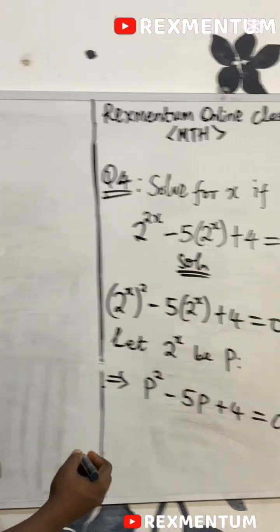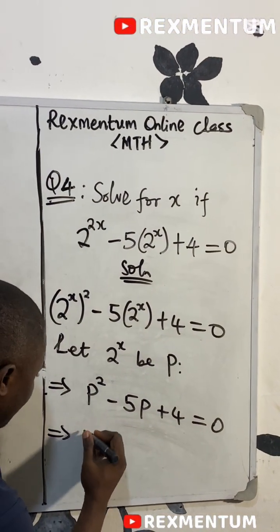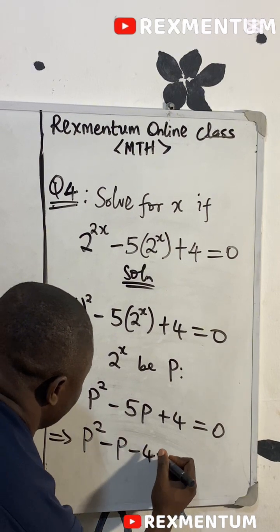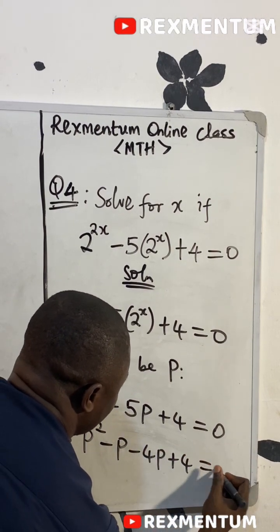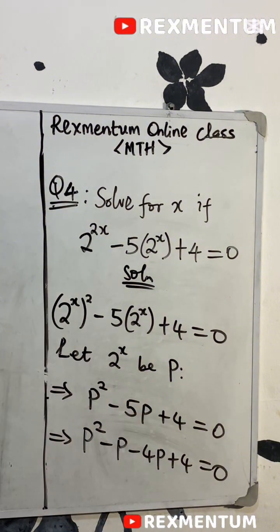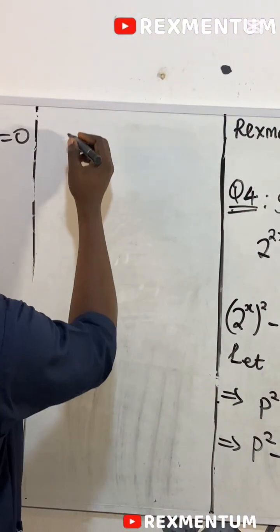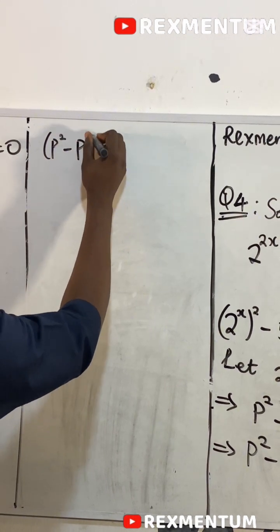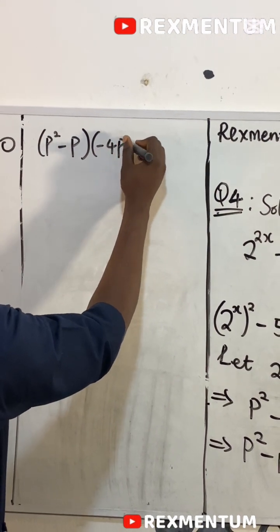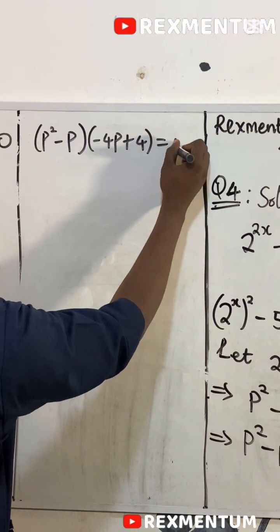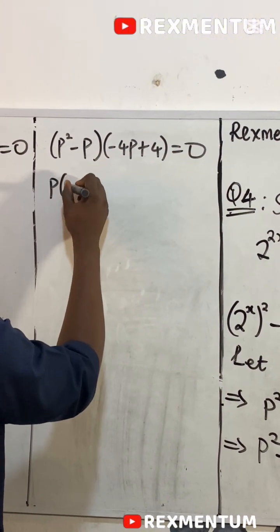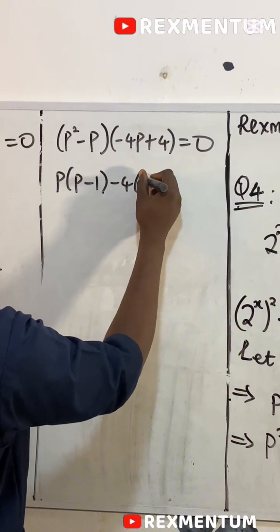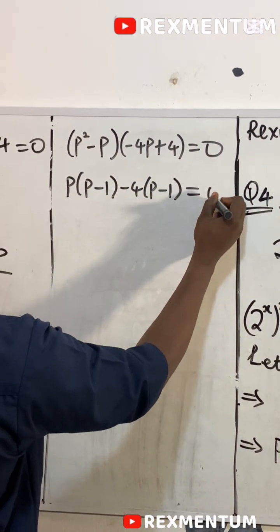Let's go back to this. So our factor, we are going to have p squared minus p minus 4p plus 4 equal to 0. This will then give us p squared minus p, into minus 4p plus 4 equal to 0. What is common here is p into p minus 1. Then what is common is minus 4 into p minus 1 again. Everything is equal to 0.